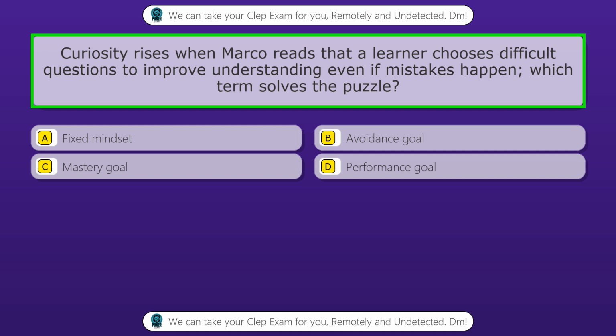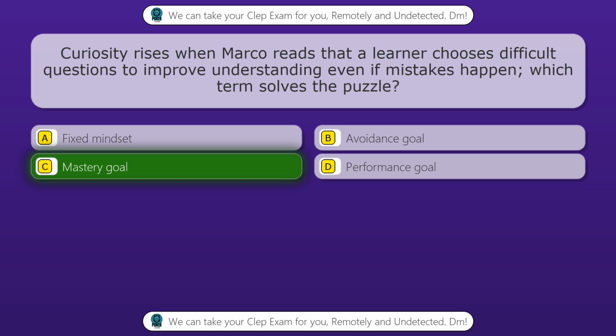Question 28. Curiosity rises when Marco reads that a learner chooses difficult questions to improve understanding even if mistakes happen. Which term solves the puzzle? Option A, fixed mindset. Option B, avoidance goal. Option C, mastery goal. Option D, performance goal. The correct answer is option C, mastery goal.